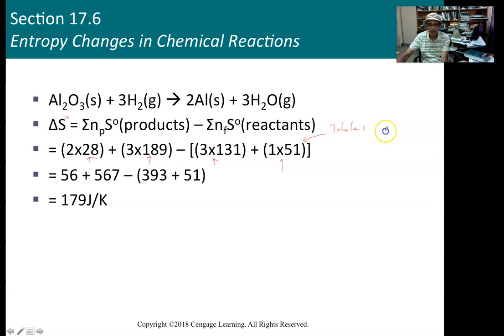Then substitute that into the thermochemical equation, which is products minus reactants, and you get this. And note the values that are quoted here are all in joules per Kelvin, and that's what you get. These are joules per Kelvin. What does it mean here? It's a positive value. That means it is spontaneous.